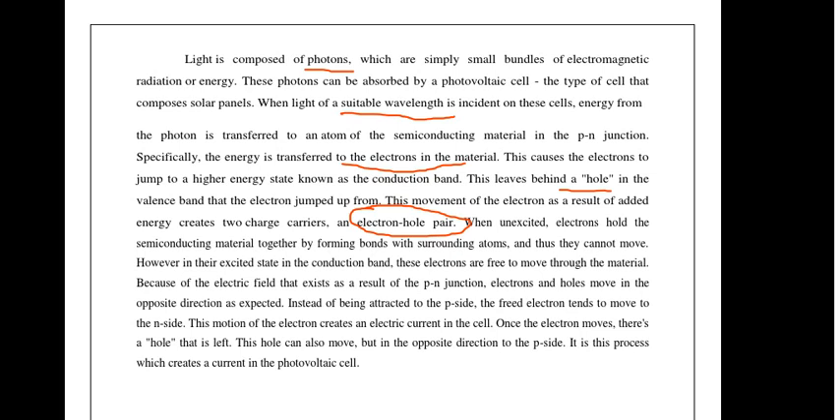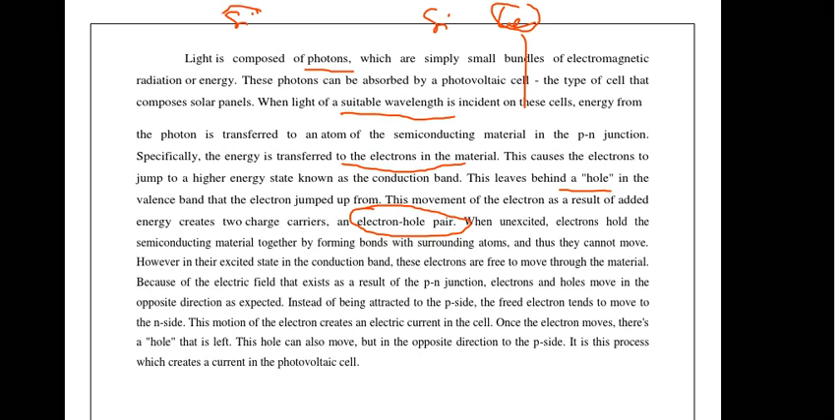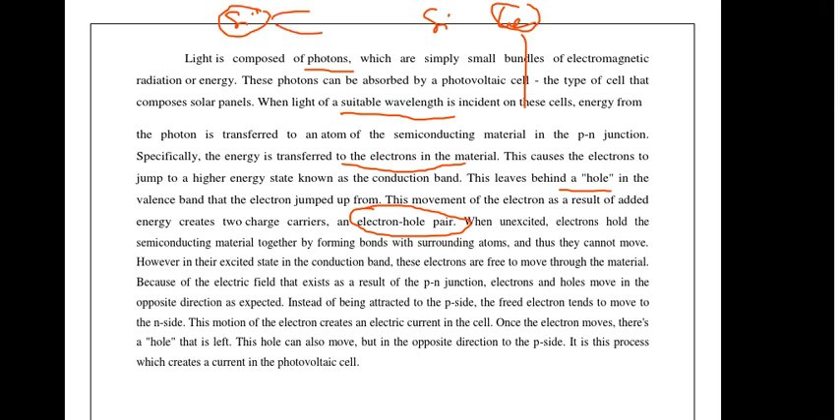Here the electron excitation takes place. In some cases there will be no excitation. When unexcited, the electrons are held in the semiconductor material and form bonds with the surrounding atoms. As we have discussed, silicon and germanium are semiconductors. Normally silicon is used in the solar cell. You know that it forms covalent bonds with the neighboring silicon atoms. Here it will form four electrons.